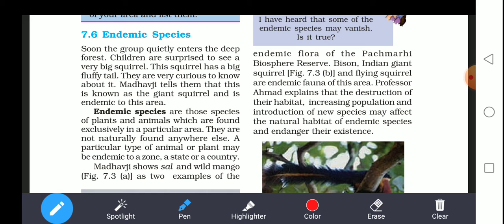Endemic species are those species of plants and animals which are found exclusively in a particular area. They are not naturally found anywhere else. These types of animals or plants are endemic to a zone, a state or a country. So endemic species are found specifically in a particular area. The species may be plants or animals. Already you have studied about endemic species.